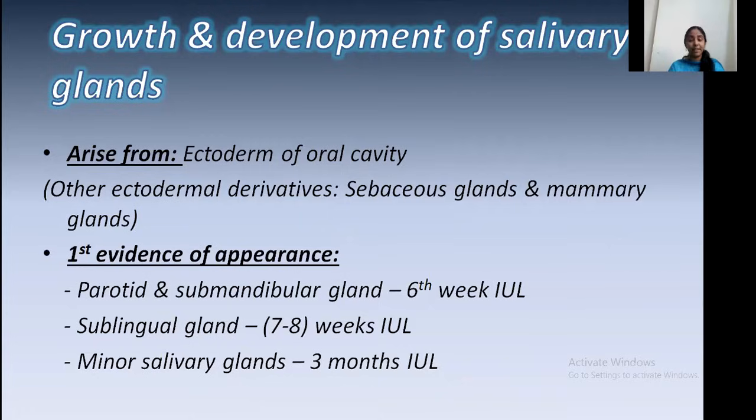The first evidence of appearance of a salivary gland is at the 6th week of intrauterine life. That is, the parotid and the submandibular gland arise at the 6th week of intrauterine life. At the 7th week of intrauterine life, the sublingual gland arises. Minor salivary glands arise at 3 months of intrauterine life.